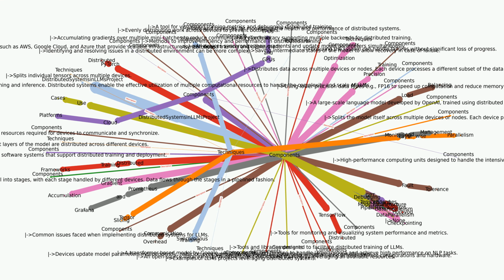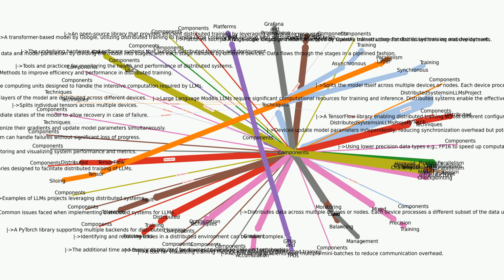Model parallelism. Description: splits the model itself across multiple devices or nodes. Each device processes a portion of the model. Techniques: layer-wise parallelism. Description: different layers of the model are distributed across different devices. Tensor slicing. Description: splits individual tensors across multiple devices.